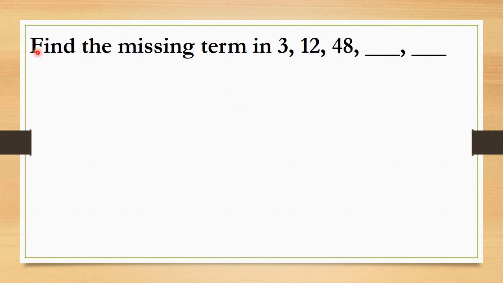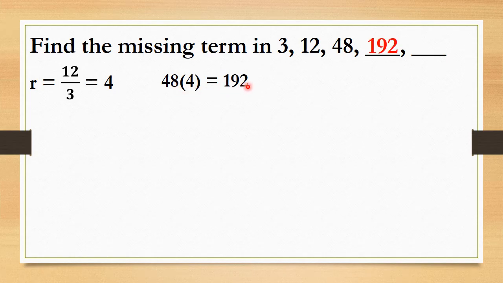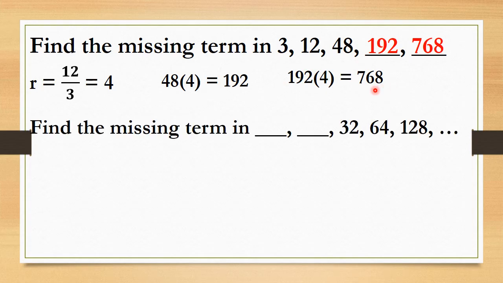Next, find the missing term in 3, 12, 48. So, let us find the common ratio. Let us divide 12 by 3. So, that is 4. So, our common ratio is 4. So, to find the missing term to the right, after 48, we have to multiply 48 by 4. So, 48 times 4, we have 192. Next, the next term after 192, multiply 192 by 4, we have 768.